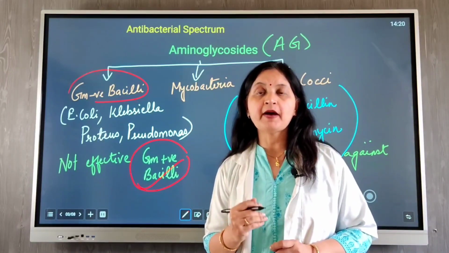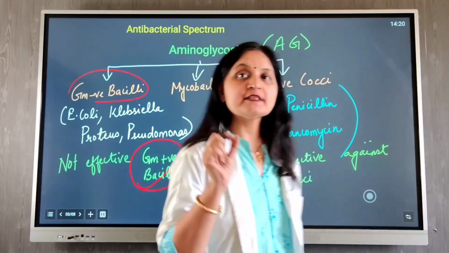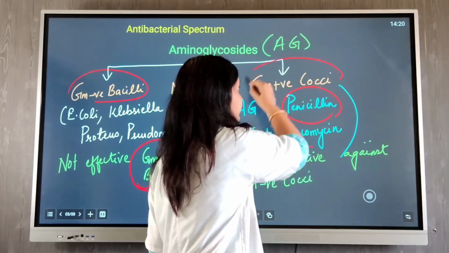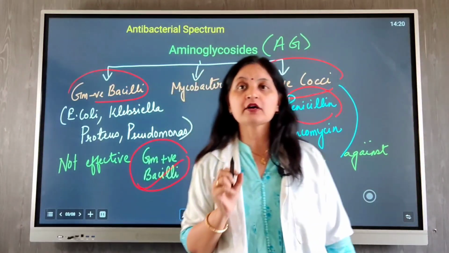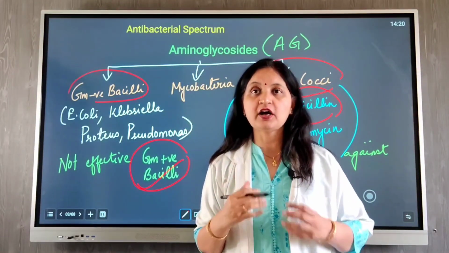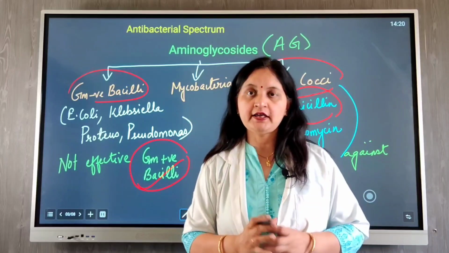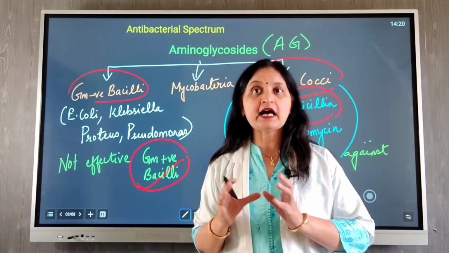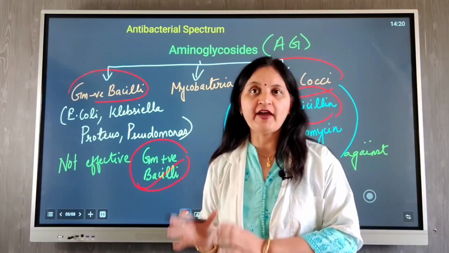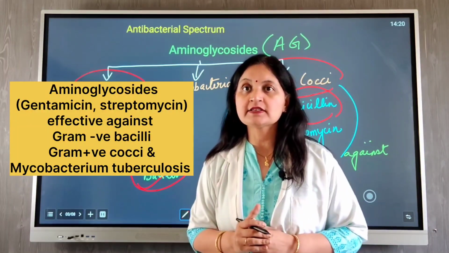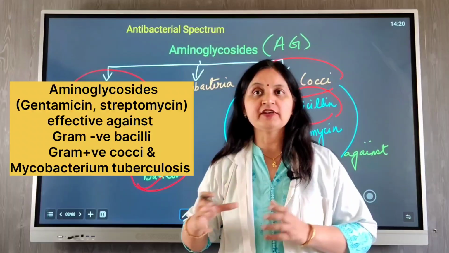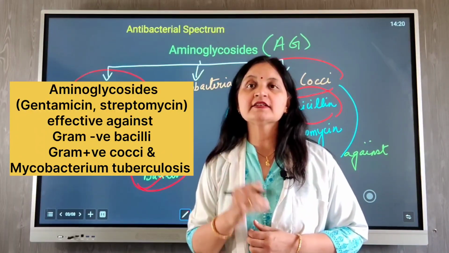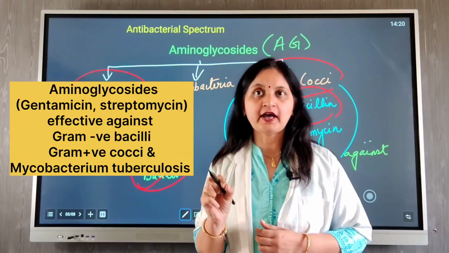When aminoglycosides are combined with beta-lactam antibiotics such as penicillin, or vancomycin, their coverage against gram-positive cocci such as Streptococcus, Staphylococcus increases. Because these are cell wall synthesis inhibitors, they enhance penetration of the aminoglycoside into the cell, enhance the bactericidal activity and increase the coverage against gram-positive cocci.